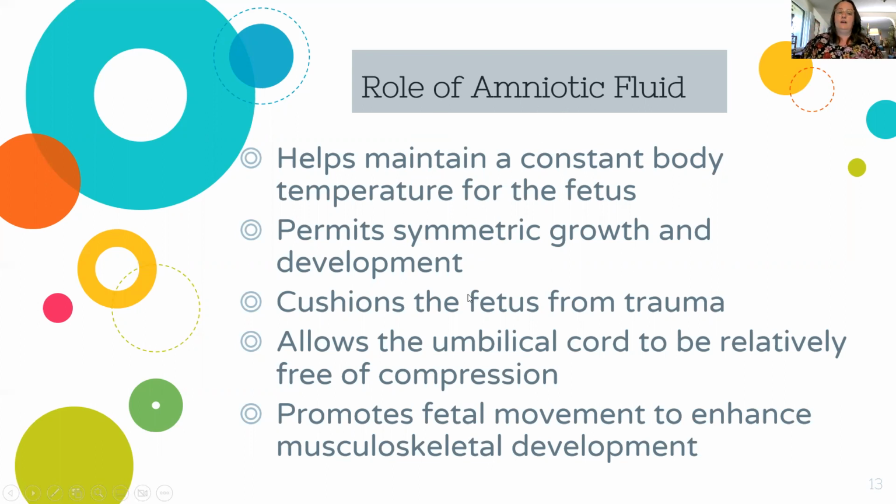The other role the amniotic fluid really serves is to permit symmetric growth and development. This is what the baby is moving around in, and it allows that sac, that amnion and chorion, to not adhere to the baby, and muscle development can happen. It cushions the fetus from trauma, and it cushions the umbilical cord. So here's a clinical judgment piece. If you have low amniotic fluid, we need to be concerned about the umbilical cord being compressed and not getting enough oxygen to the baby.